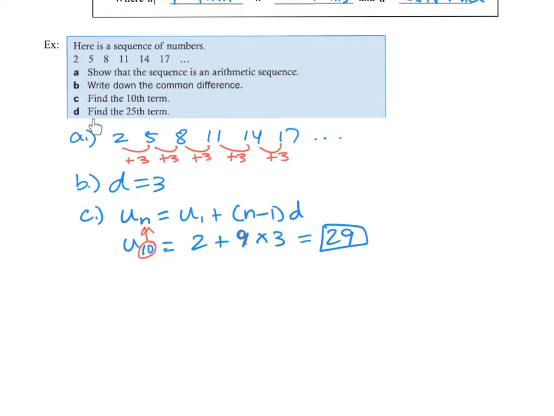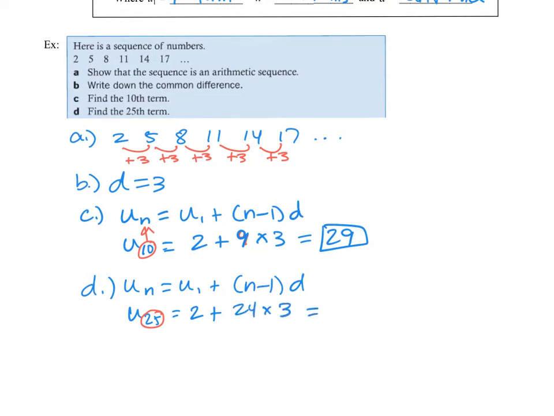And then letter D says find the 25th term. So to find the 25th term, we're going to use the same formula again. u sub n equals u sub 1 plus n minus 1 times the common difference. So that 25th term would be the first term, which is 2, plus this time n is 25. So n minus 1 would be 25 minus 1, or 24. So that's going to be 24 times our common difference of 3 again. Do the arithmetic, and that 25th term turns out to be 74.